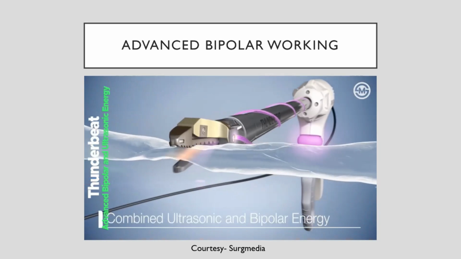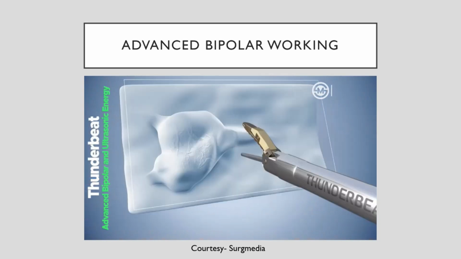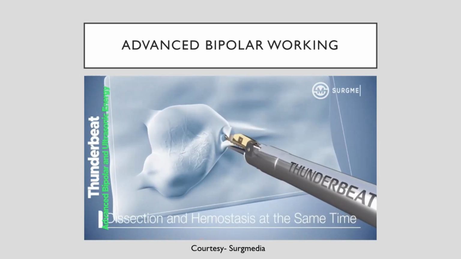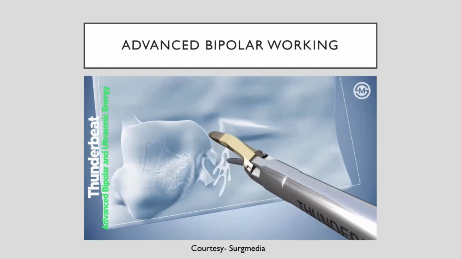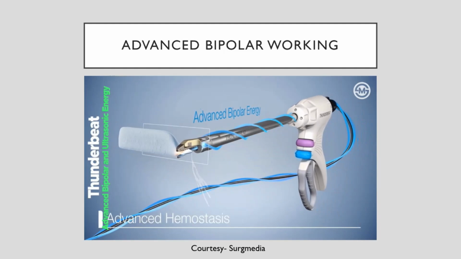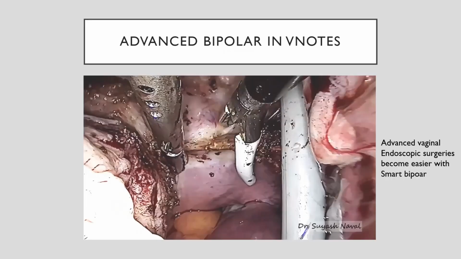Only now there are these newer devices, for example like Thunderbeat, which use a combination of two technologies, that is ultrasonic, which I think will be presented in detail in the next presentation, and the vessel sealing technology. So this particular device has a combination and simultaneous use of these two technologies, ultrasonic as well as vessel sealing bipolar technology. That is very interesting. I don't have any personal experience of use of Thunderbeat, but I think those who have can highlight more during discussion.